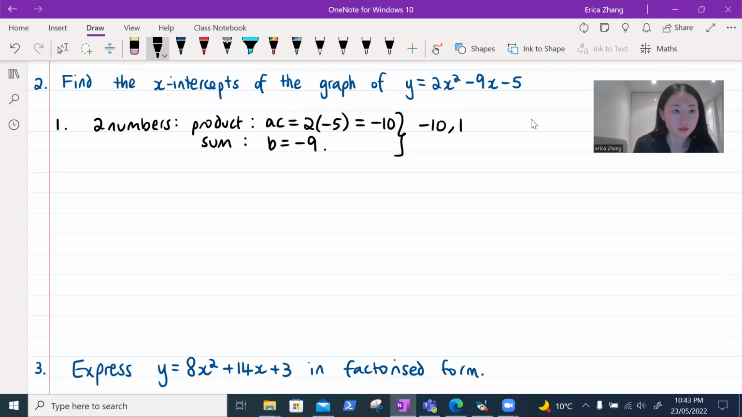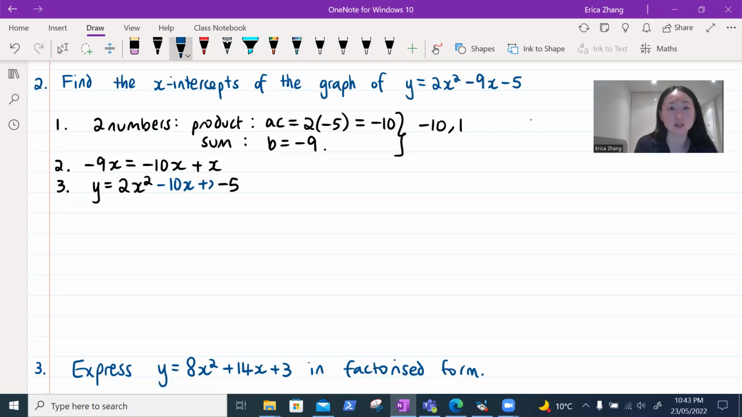And now moving on, we can now express minus 9x as a sum using these two numbers as the coefficients of x. So 1x will just represent as x. Okay, so step 3 was to rewrite our equation using this new expression, right? Minus 10x plus x. And finally, we factorize by grouping.